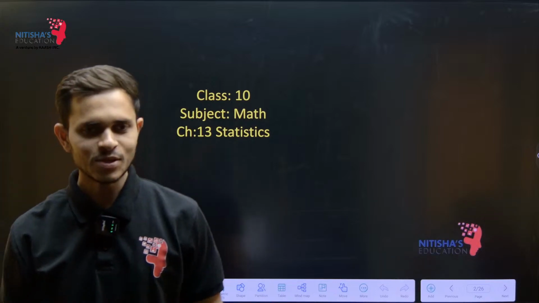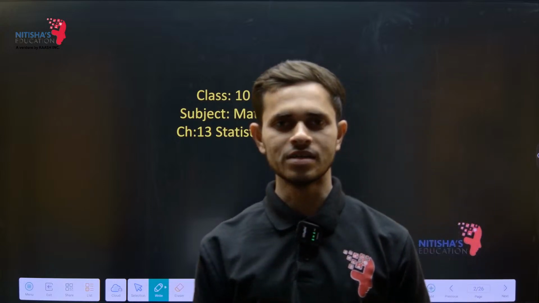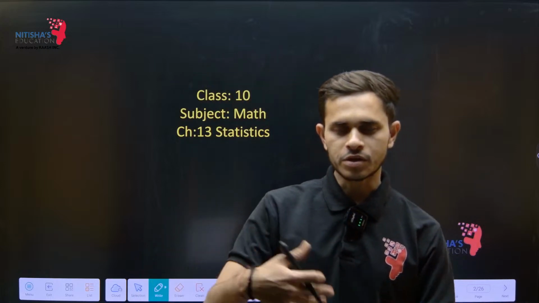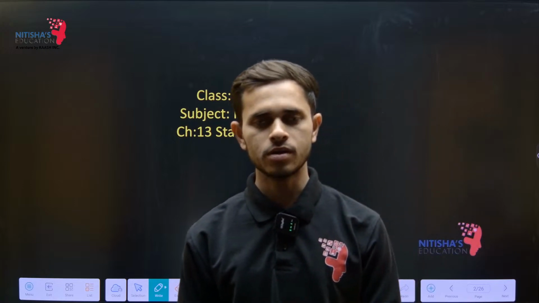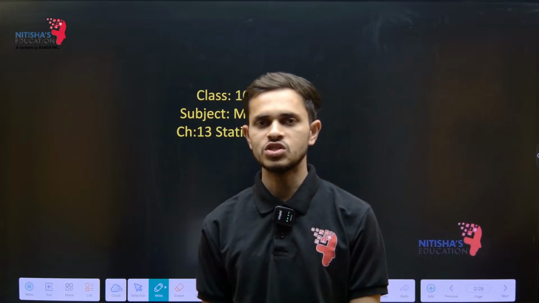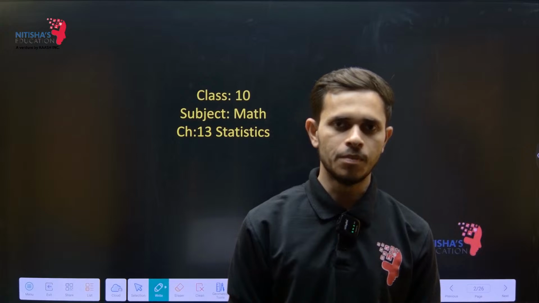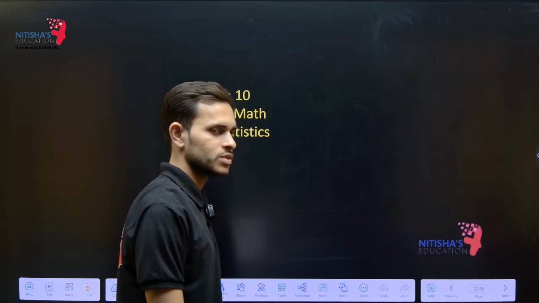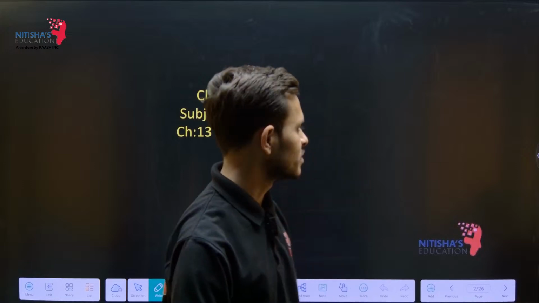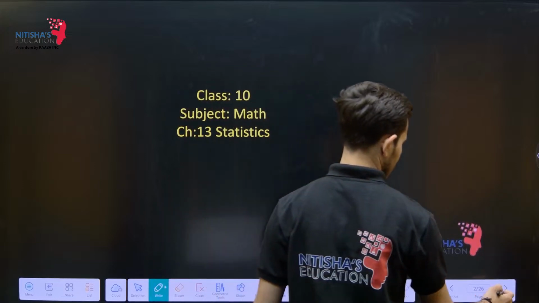So we are going to start first with our chapter number 13, statistics. We are going to conclude all the equations for mean, mode and median. We are also going to solve each example for the particular concept, and after that we start our last chapter, which is chapter number 14, probability. So let's start with chapter number 13, statistics.